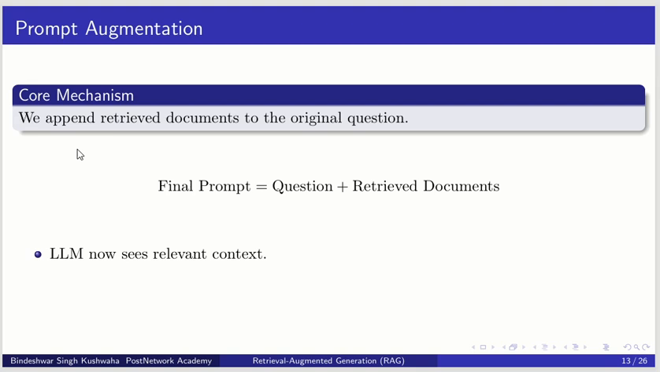The LLM now sees relevant context and this reduces hallucination. Hallucination means a knowledge cutoff, or it can say it doesn't have the data, or it may produce wrong data. So that would be reduced, and this is one of the goals of a retrieval augmented system, and it produces grounded answers.